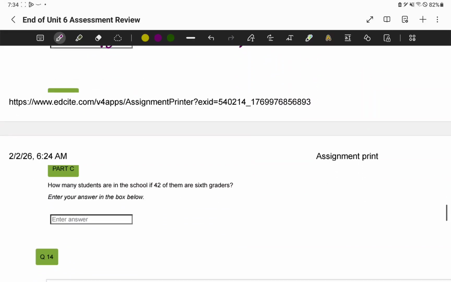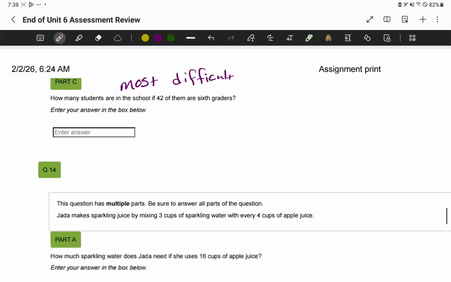And then part C. This is the most difficult. So we don't get paid for snow days, do we? Okay, so this is going to be the most difficult question on the test, probably.